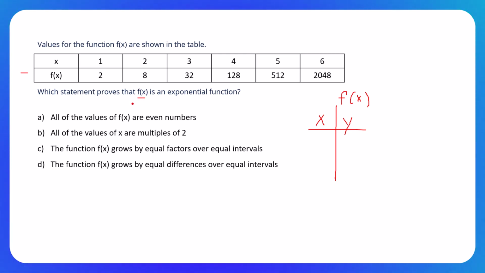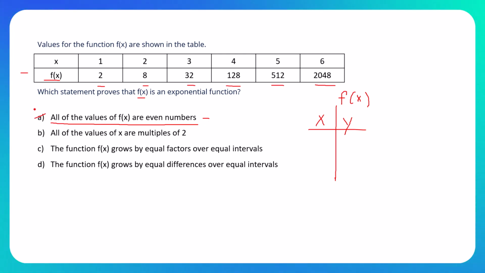All right, don't just pick an answer that you think is correct. Pick the best answer. All of the values of f of x are even numbers. So let's look at f of x. Those numbers are all even: 2, 8, 32, 128, 512, and 2048. But that's not what makes this an exponential function. Just because they're even doesn't make that an exponential function.